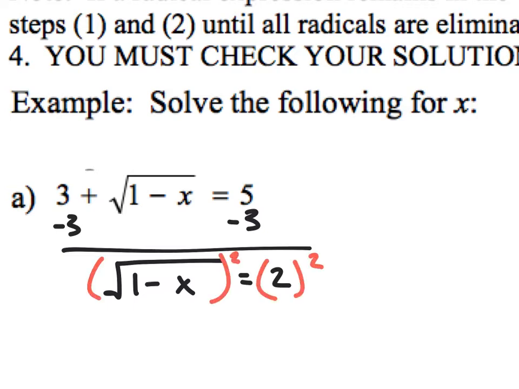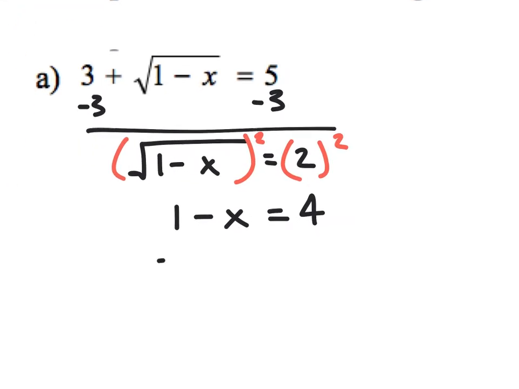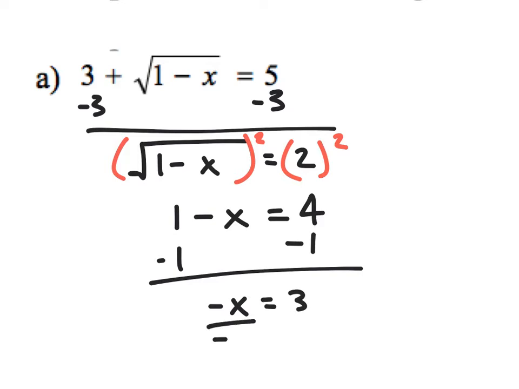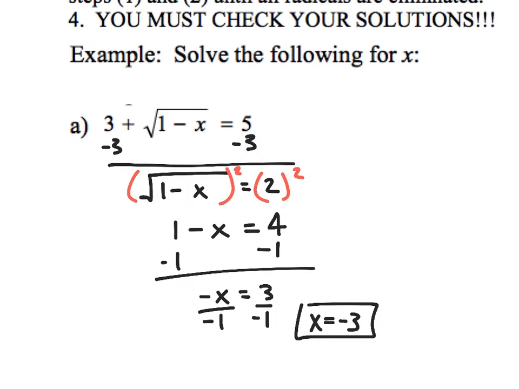Now, to undo this square root, I'm going to square both sides. When I undo the square root, all I'm left with is just 1 minus x, and that's going to be equal to 4. You can solve this a couple different ways, but let's just subtract 1 from both sides and solve for x. And so I get negative x is equal to 3. Now, if I divide by negative 1 on both sides, then I get that x is equal to negative 3. Now, we must check this in our original equation.